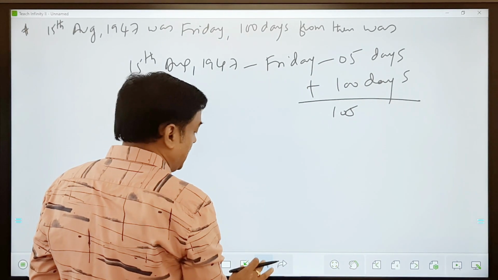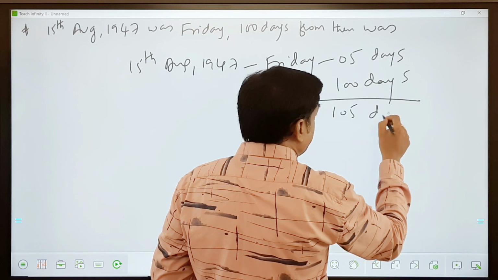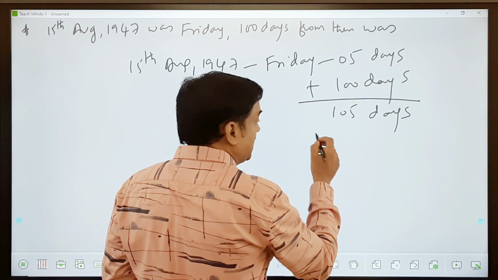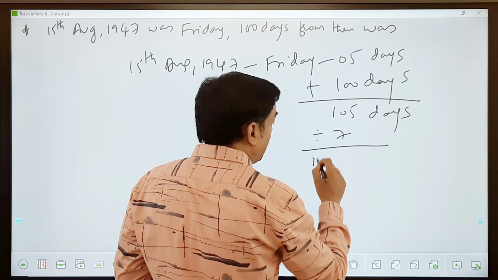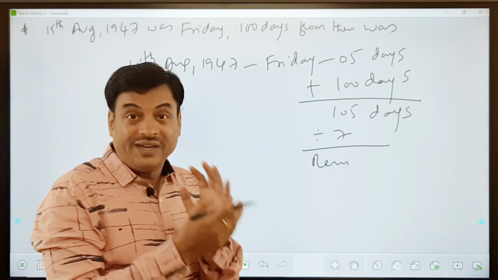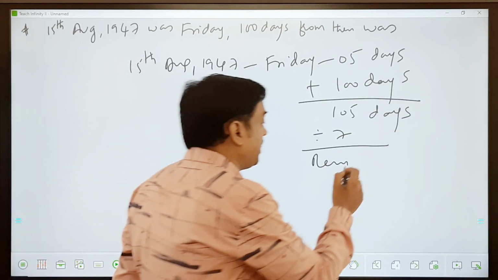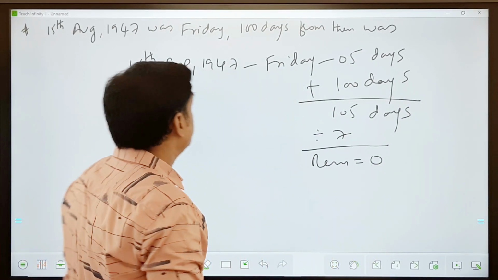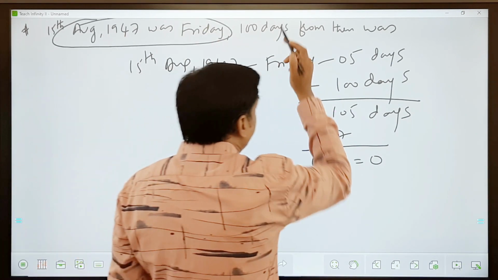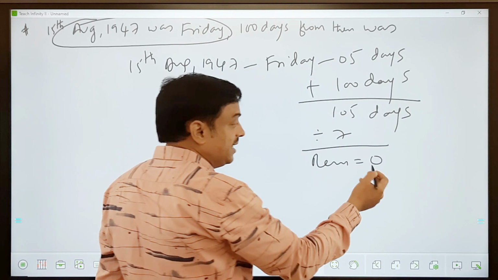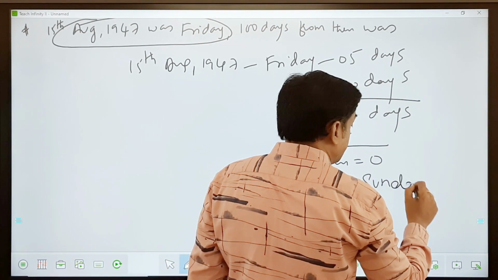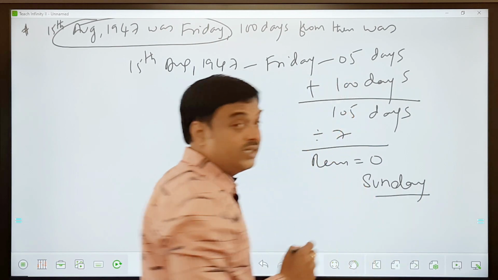I'm sorry, it's a total of 105 days. And we know as soon as it crosses 7, I should divide it by 7. So when I divide it by 7, my remainder, if you understand, 105 itself is a multiple of 7. So my remainder will be what? 0. So if the given reference date is a Friday, then from there 100 days is giving you 0 as a remainder. 0 means what, friends? Sunday. So from there, 100 days later it was Sunday.